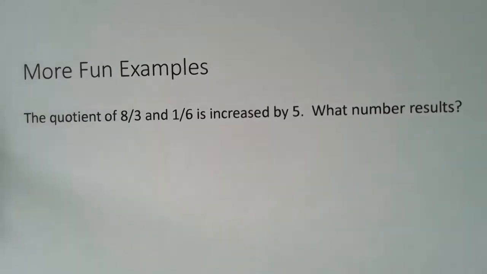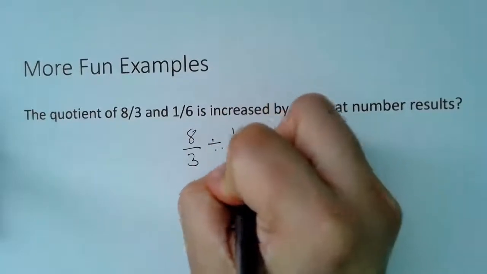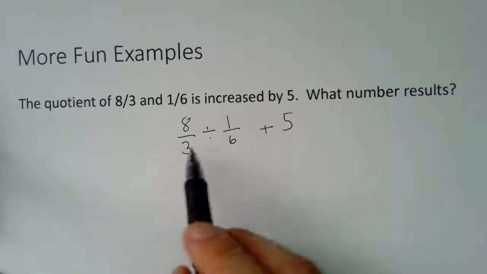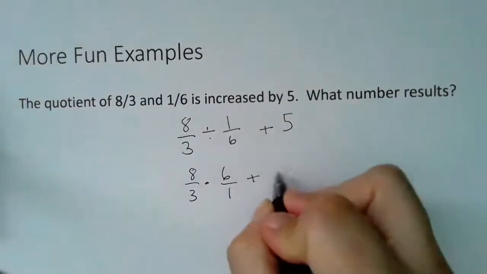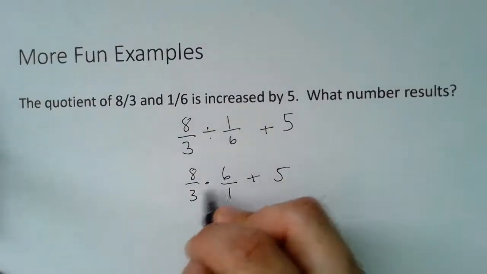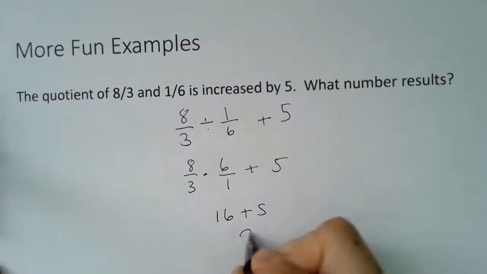The quotient of 8/3 and 1/6 is increased by 5. What is the number that results? So we would have to do this first: 8/3 times 6 over 1, and then add 5 to that. So that's going to be 16. So you get 16 plus 5, which is 21.